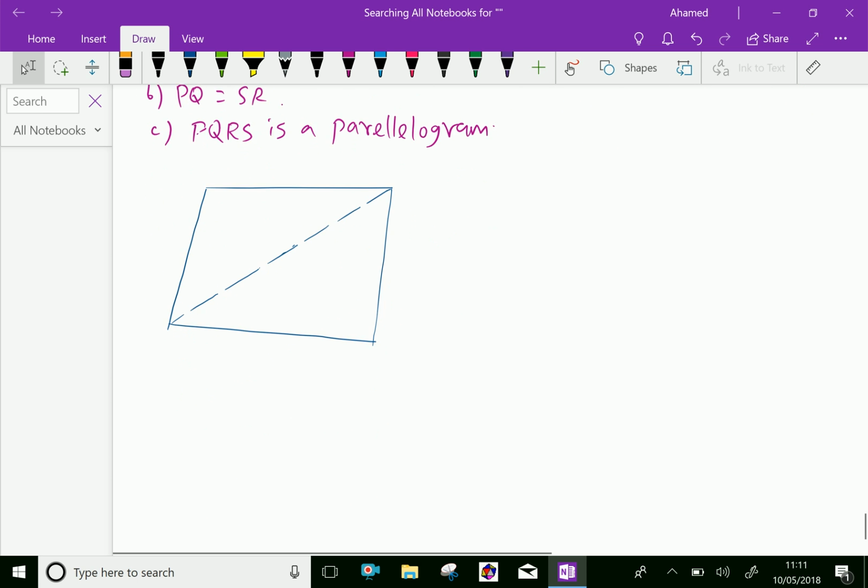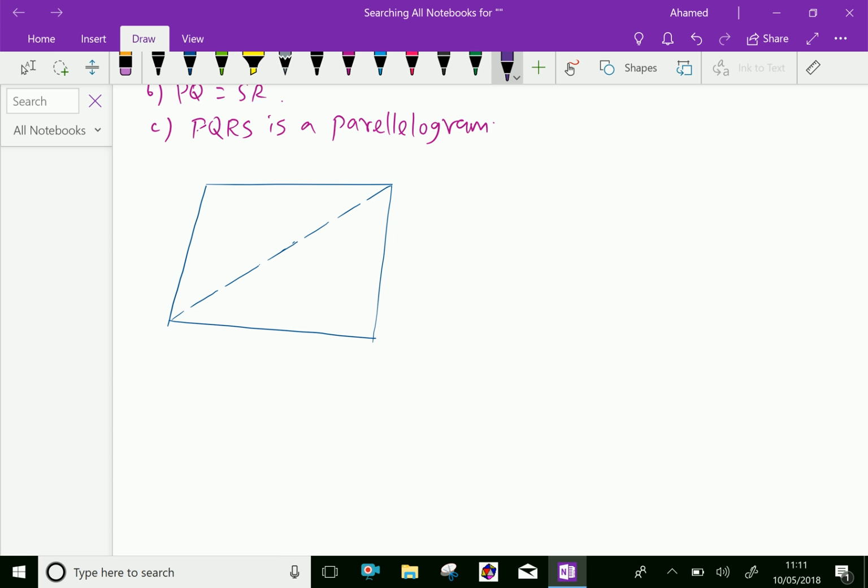Here, look at this figure. This ABCD is a given quadrilateral in which S is the midpoint of DA and P is the midpoint of AB and Q is the midpoint of BC and R is the midpoint of DC. Now let us join all these midpoints in order.